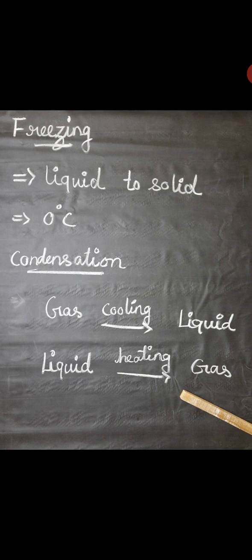Next we can see the freezing. We all know freezing, taking freezing ice cubes. The water in a compartment of the refrigerator gets cooled and solidifies to form ice. In the case of liquid water, it changes into solid water, and that is an ice cube. So the freezing point is 0 degrees Celsius. The boiling point of water is 100 degrees Celsius. The freezing point of water is 0 degrees Celsius. In freezing, that is liquid to solid, that is freezing.